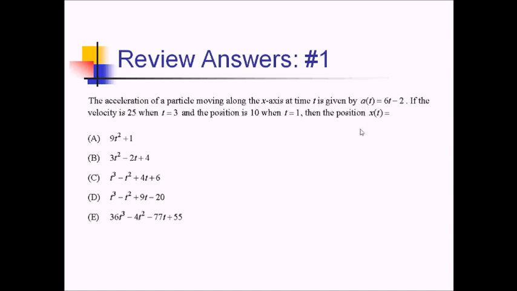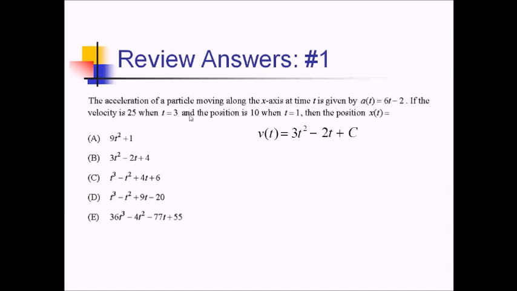I'm going to get a plus c constant of integration, and then I'm going to use this initial condition, time 3, velocity 25, to figure out the c value. So first step, antiderivative of a, that's going to be v of t. And then over here, 6t, that bumps up to a 2 for the exponent. Dividing by that, we have 3t squared minus 2t plus c.